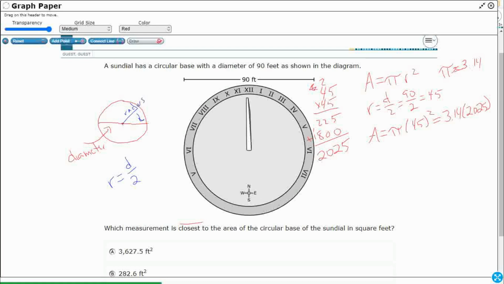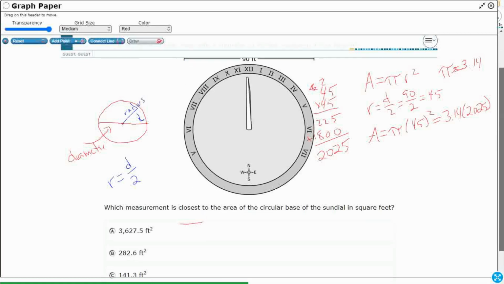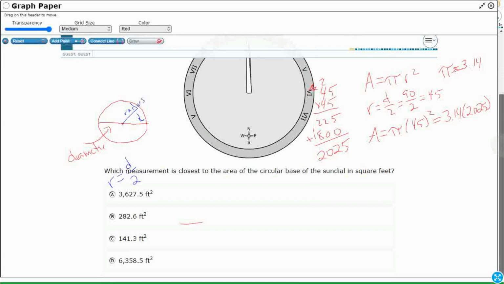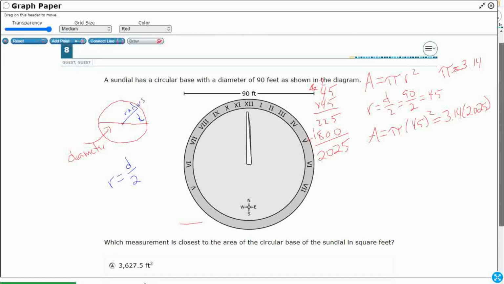Let's estimate, though. Pi is a little bit more than 3, so if I triple that 2025, it's going to be a little bit more than 6,000. So D is looking really good right now, because that looks like the only one that really makes any sense. But let's double check. But now I've got to do a 4 by 3, right?